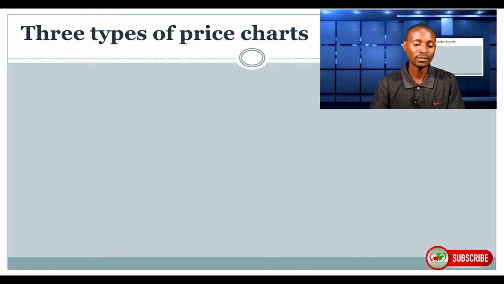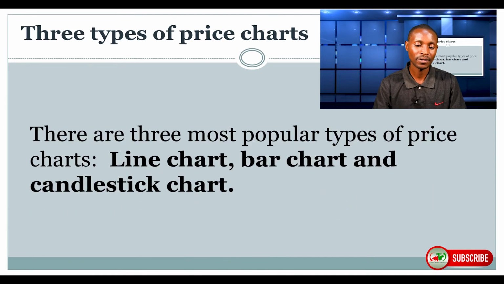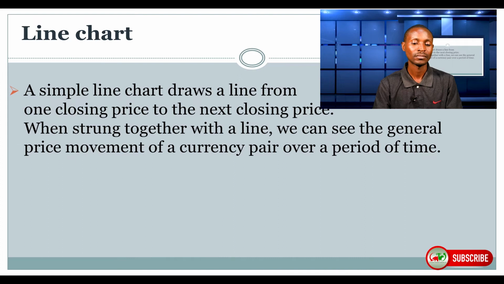There are three most commonly used ways to visualize the price movement and the patterns on the platform: the line chart, the bar chart, and the candlestick chart. The line chart is a simple chart that draws a line from one closing price to the next closing price. Let's say we want to see the price movement on the daily time frame. We take the closing of each day and combine these closing prices, and we get a line. A line is a set of many dots. That is how we get the line chart.